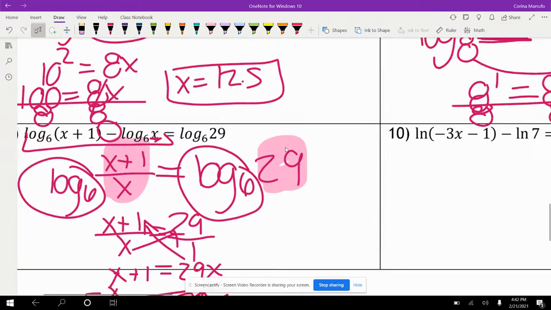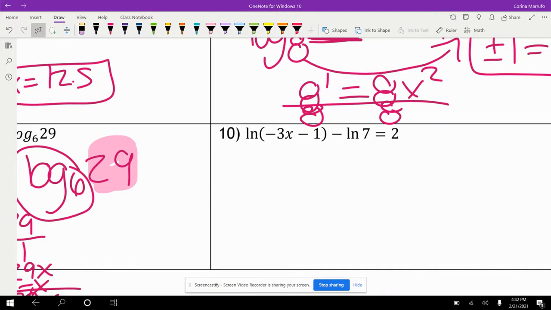And the last example, so here we have the natural log. So the natural log is going to follow the same rules as your logarithms when you're condensing or expanding. So here we have the natural log of negative 3x minus 1 minus the natural log of 7. So when we see a minus, we're going to write the natural log once, and we're going to need a division. On the top is going to go the negative 3x minus 1. And since we're subtracting ln of 7, that means the 7 is going to go on the denominator.